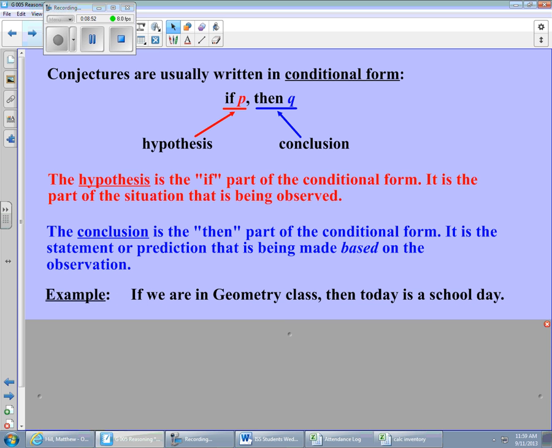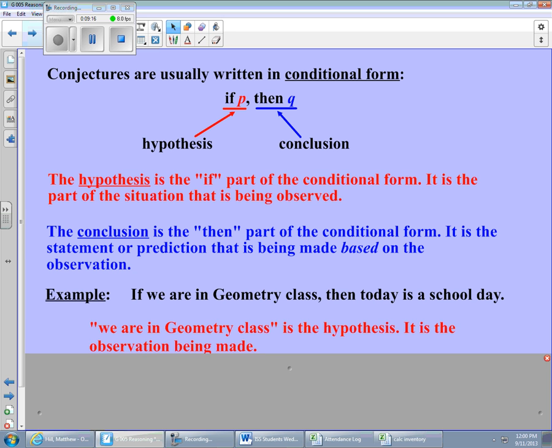Now, another example here, if we are in geometry class, then today is a school day. Okay, we're going to identify the hypothesis and the conclusion. Well, what's the hypothesis going to be? From the definition above, the hypothesis is the if part of the conditional format. So what is the statement associated with if? We are in geometry class. Okay, we are in geometry class is the hypothesis. It is the observation being made.